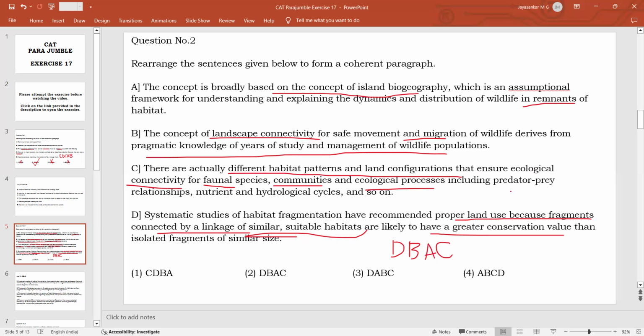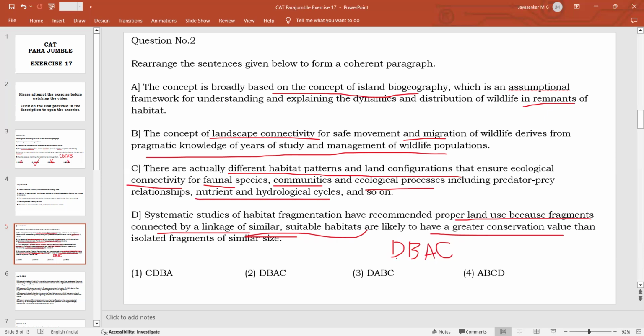This is an ecological process. The relationship between a predator and a prey is an ecological process. The relationship with nutrient and hydrological cycles is also an ecological process. So all the ecological processes and the development of faunal species can be ensured by doing this habitat connectivity through different patterns. So this is the sequence.